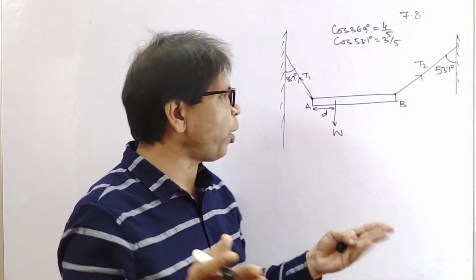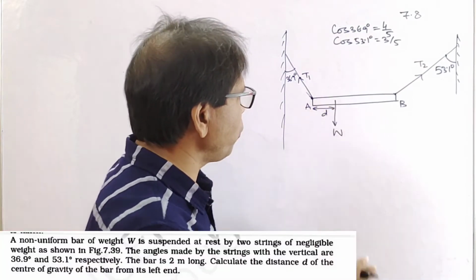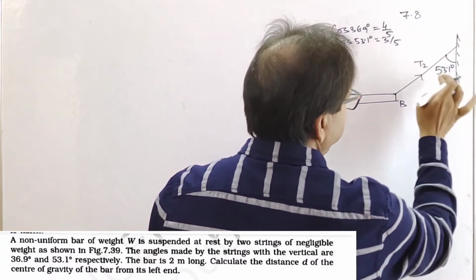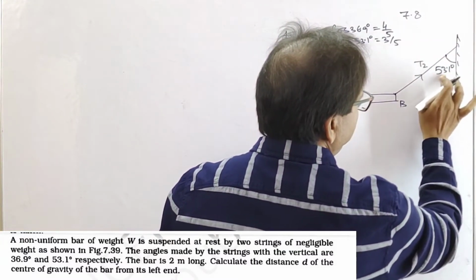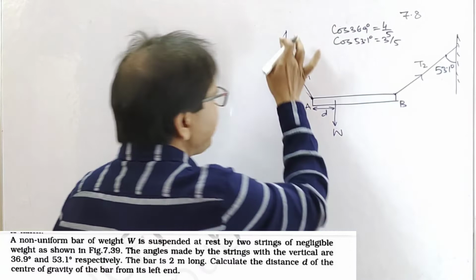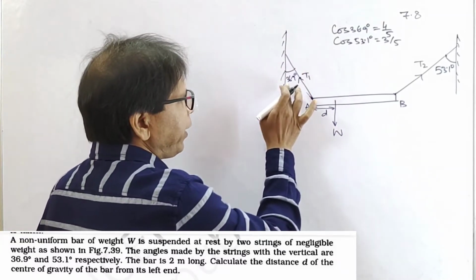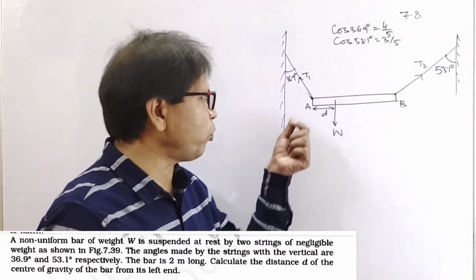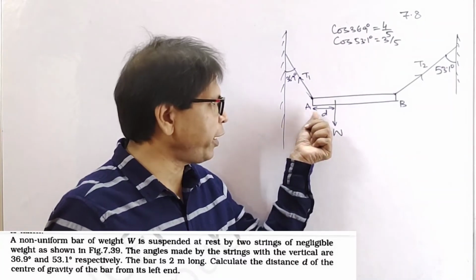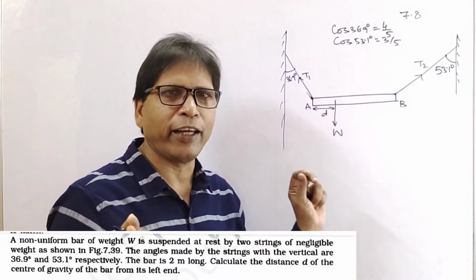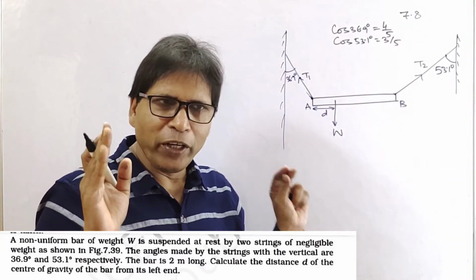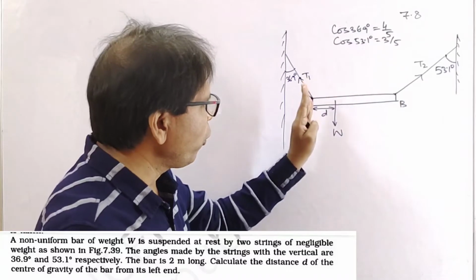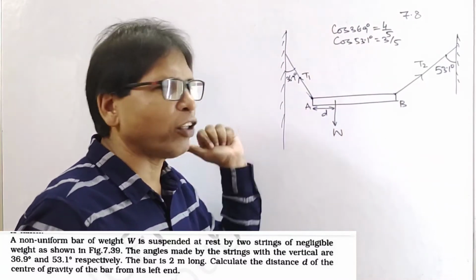Now NCERT 7.8. A non-uniform rod of weight W is suspended by means of two strings. This string makes an angle 53.1 degree with the wall, and this string makes an angle 36.9 degree with the wall. We have to calculate the distance of the center of gravity from the point A. Now we have to resolve the forces T1, T2 normal to the rod and along the rod.